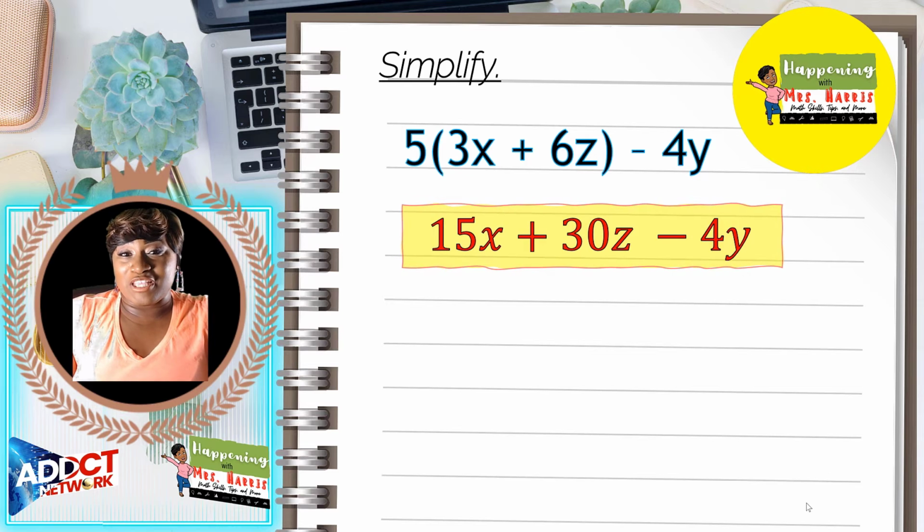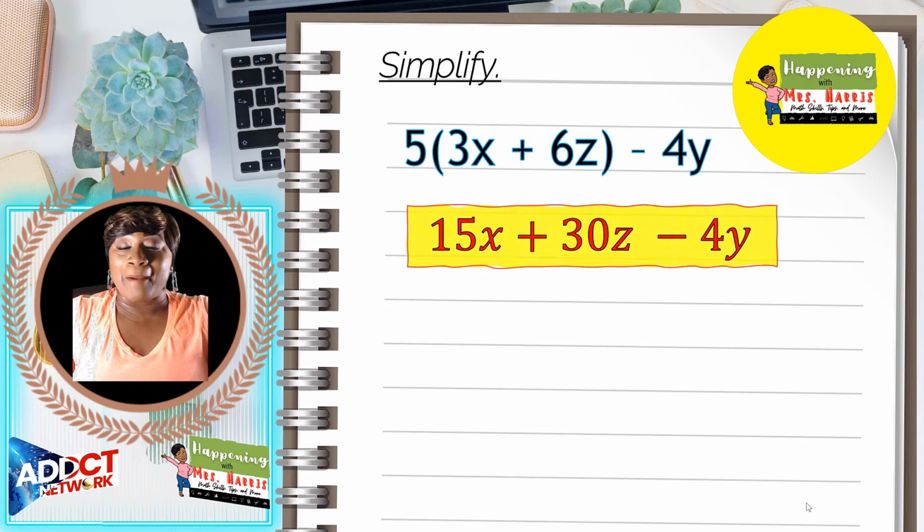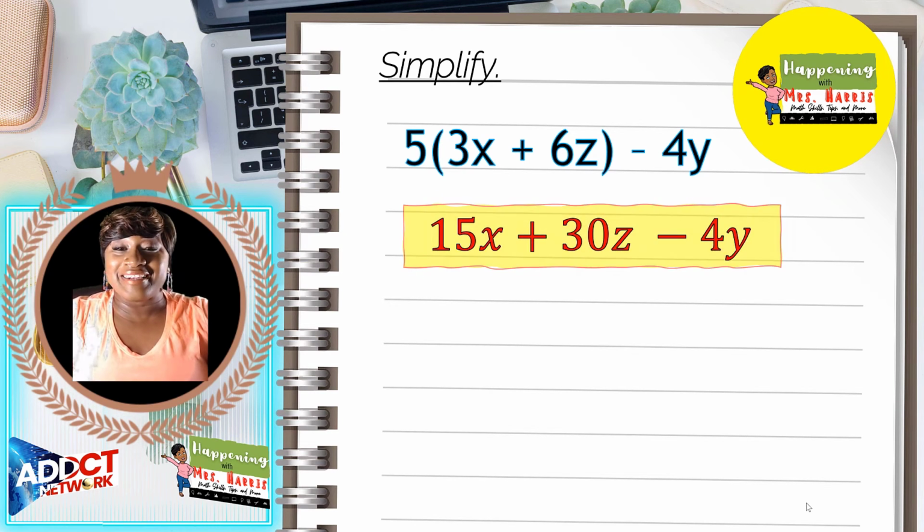All right, for this problem, your solution should have been 15x plus 30z minus 4y. How did you do? Amazing! Now let's check your work.